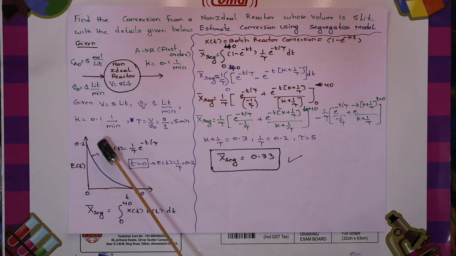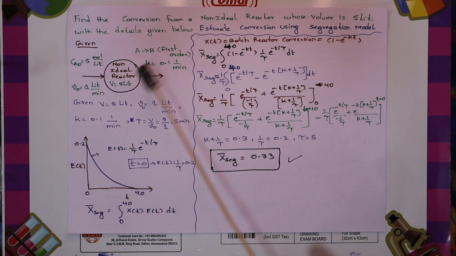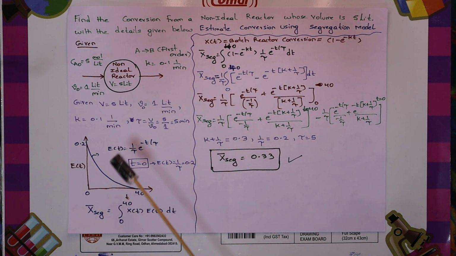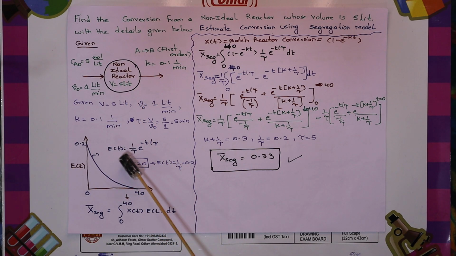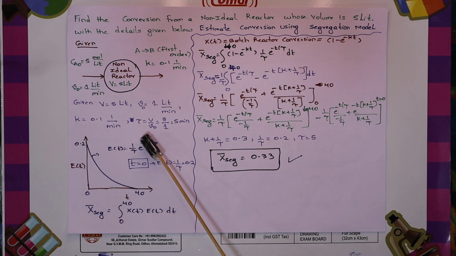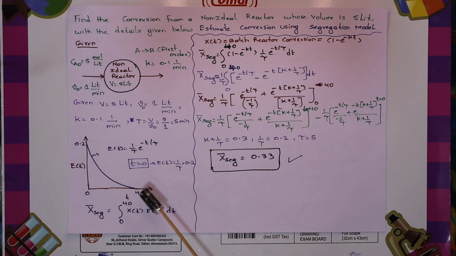Given additionally, the E of t tracer curve data is not given. Instead, they have given the E of t curve equation. E of t is nothing but a CSTR equation. That means this is a CSTR. If the CSTR is following E of t equal to 1 by tau into e power minus t by tau, then we have to find the conversion in this particular reactor using the segregated model. That means here the data is not given. Instead, the curve equation is given.